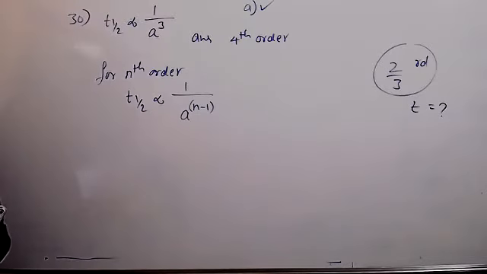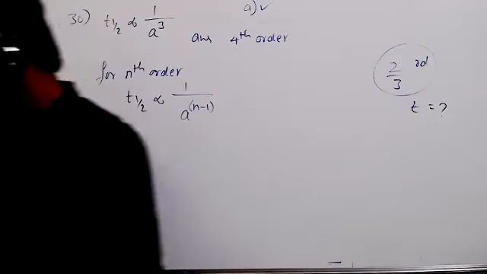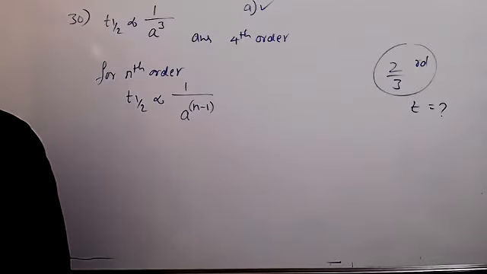Okay, next. 31st one. Radioactive decay is which order reaction? Radioactive decay follows first order kinetics. So option A is correct, first order reaction. 31st also A.